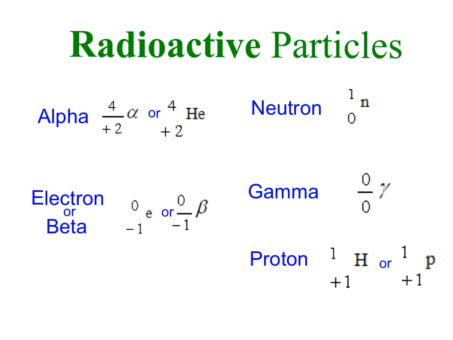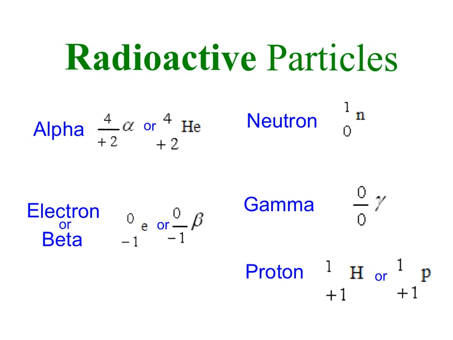There are 5 radioactive particles that we are going to deal with as we move through Unit 18. Those 5 are listed right here. Alpha particles, which are essentially just helium atoms. They have a mass of 4 and a proton number of 2. And we use either the Greek alpha symbol, or we could just call it a helium atom. Again, alpha particles are basically just helium atoms.